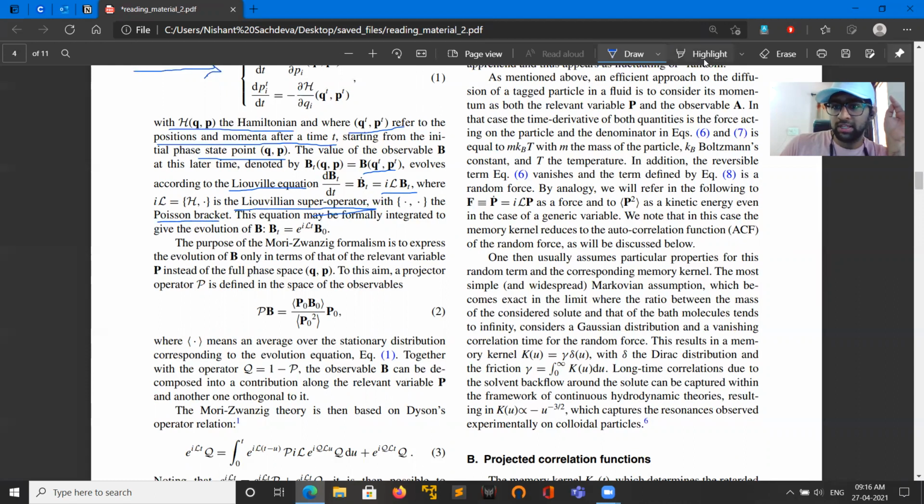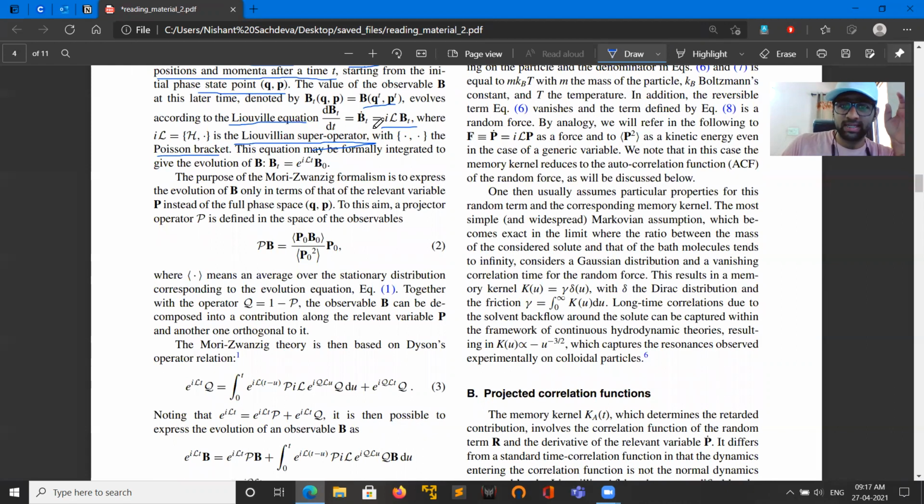Now be careful, we did the Poisson brackets in the previous paper. Observe here: the value of the observable B at this later time is denoted by B of Qt comma Pt. So the value of B at time t depends on the Q and P at that time t. This evolves according to the Liouville equation dBt by dt, which is iLB. This could be a Greek symbol, but we're calling it L for our purposes here because I don't know what the symbol is otherwise called. So iL is the H and dot with the Poisson bracket.